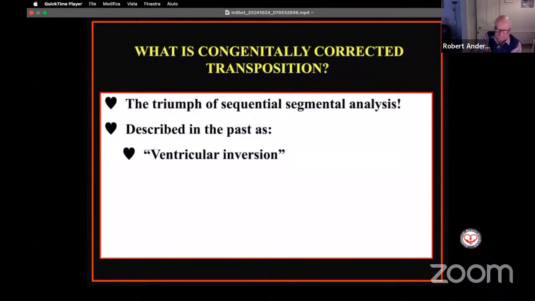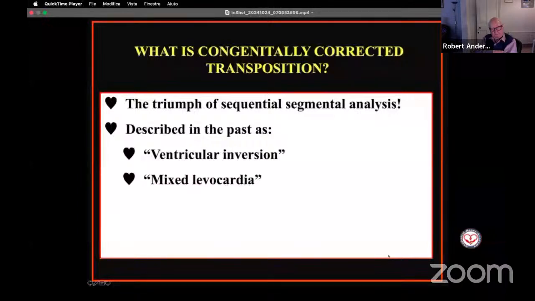Now, many of you will know, if you've heard me recently, or indeed if you've heard me for years now, I dislike the term inversion, because what we're going to be discussing today is not so much upside downness, which is the vernacular meaning of inversion, but it is mirror imagery. And we're going to hear that again and again today. It has been called even worse terms. The excellent pathologist Maurice Lev called this lesion mixed levocardia, but that doesn't really help anybody.